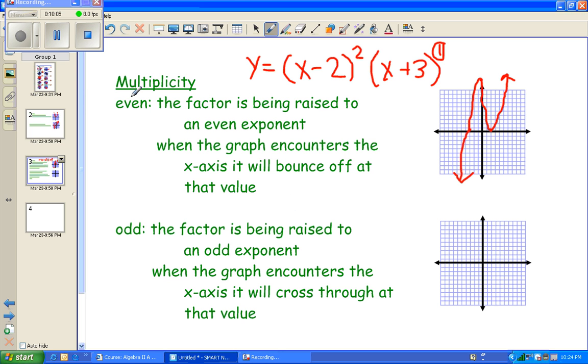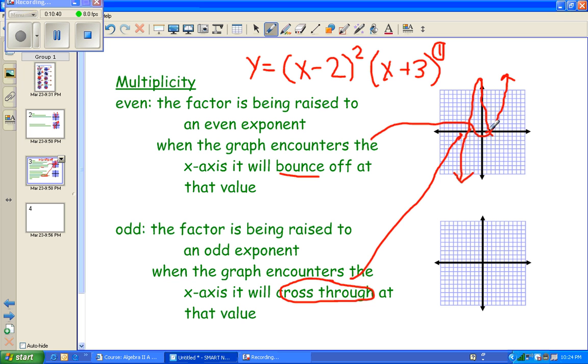When you have even multiplicity, you bounce, and right there's an example of that. When you have odd multiplicity, you cross through the function, and that's an example of that there. So multiplicity also plays a large role. What you're going to do with your work now is look at several different functions, and you can come up with the information about those functions.